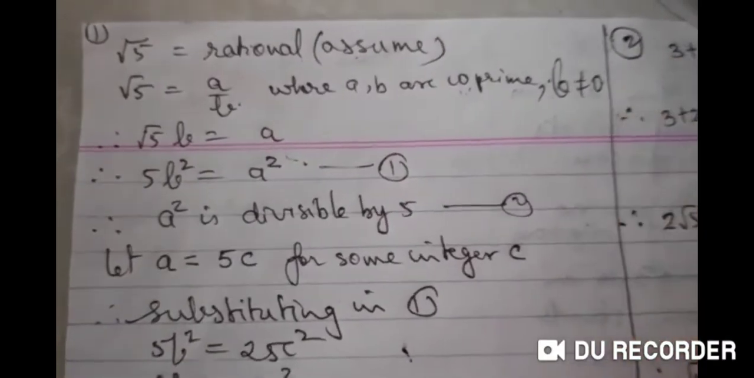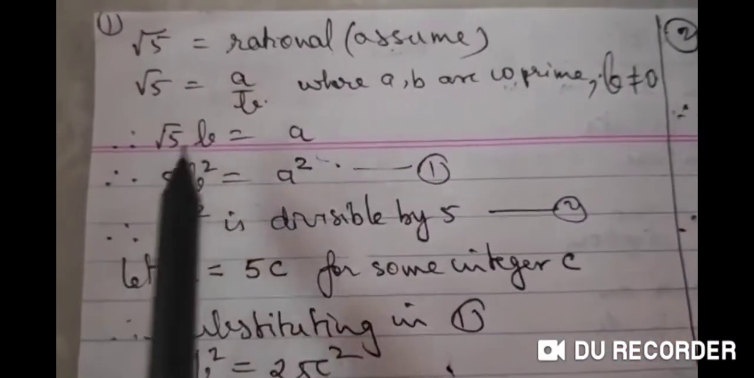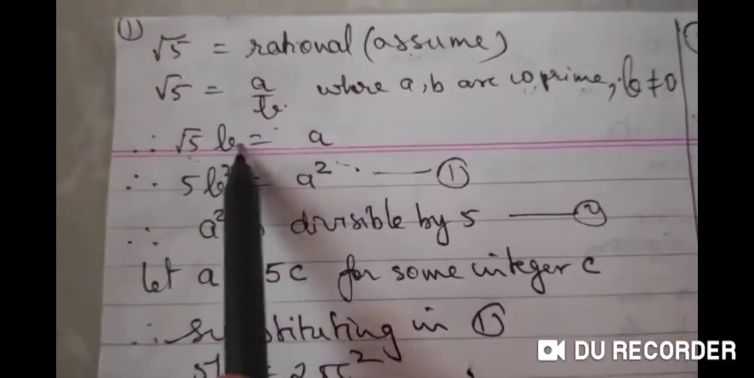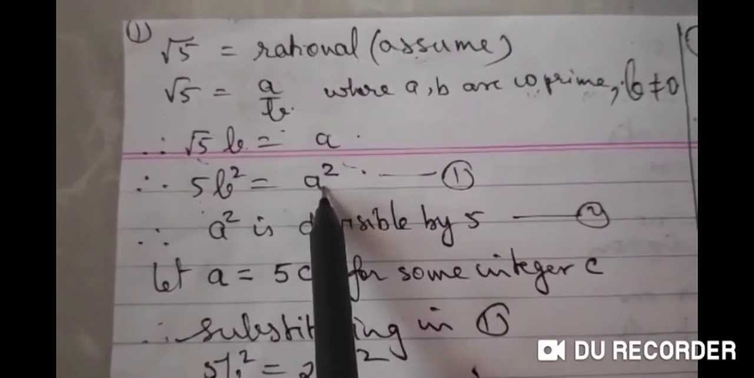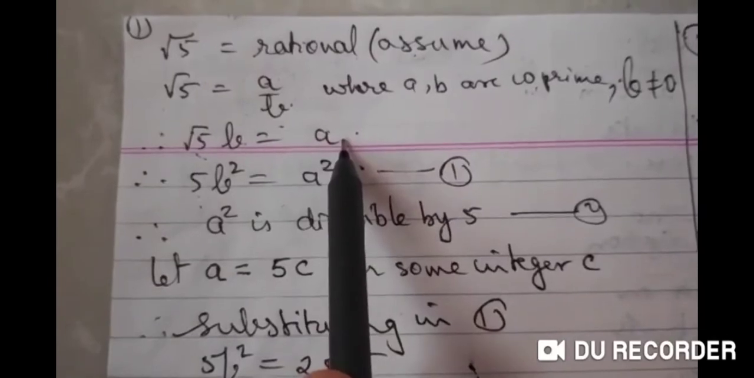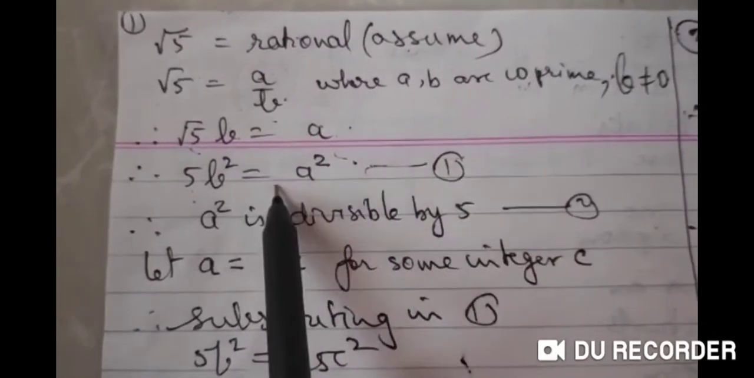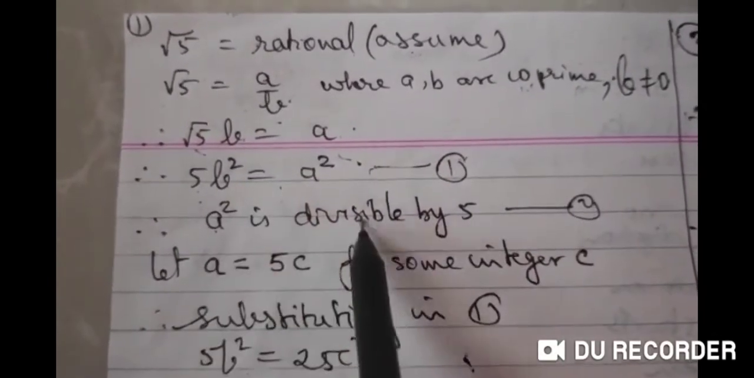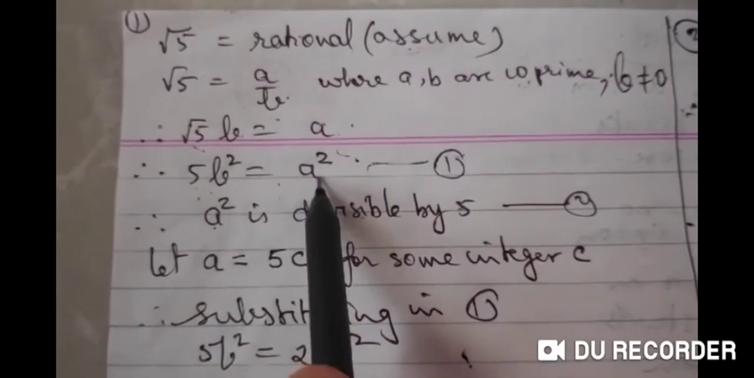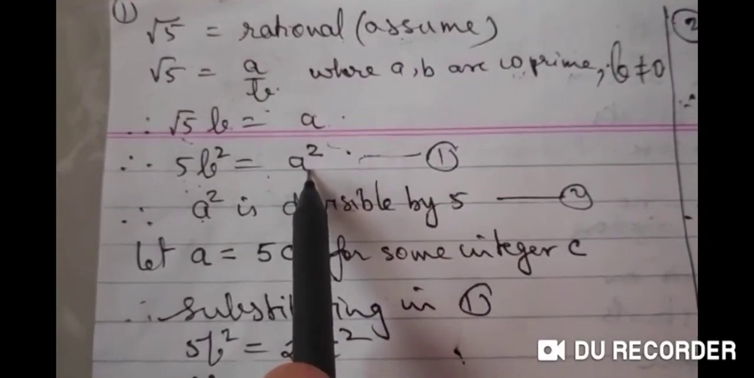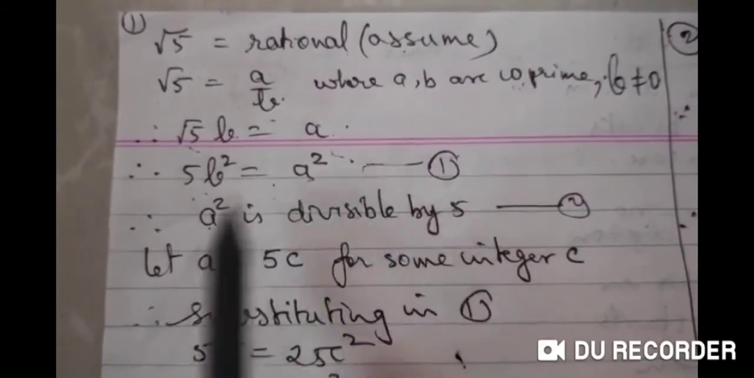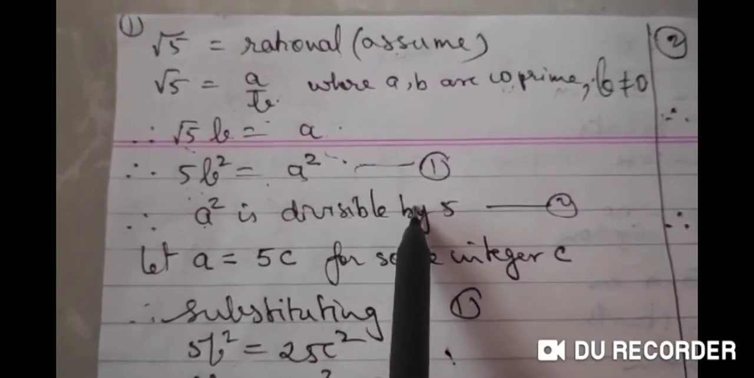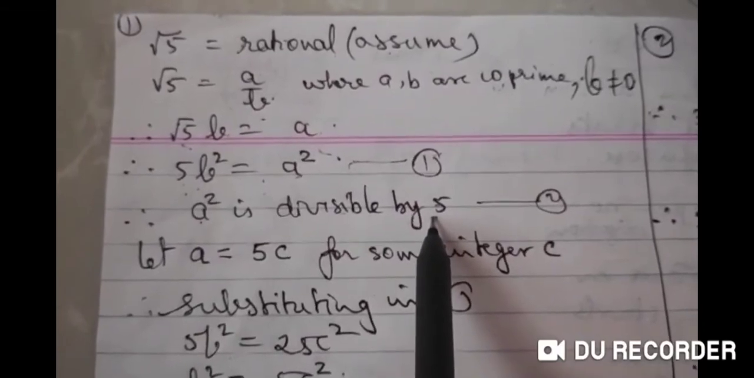Denominator cannot be 0. This you have learnt in 9th standard. So now if you cross multiply, you will get root 5b is equal to a, or 5b square is equal to a square, meaning you have squared both the sides. So this is one statement. From this statement you come to know that a square is divisible by 5, or 5 is a factor of a. Is that point clear? Meaning a square can be divided by 5. That is the statement you have got.